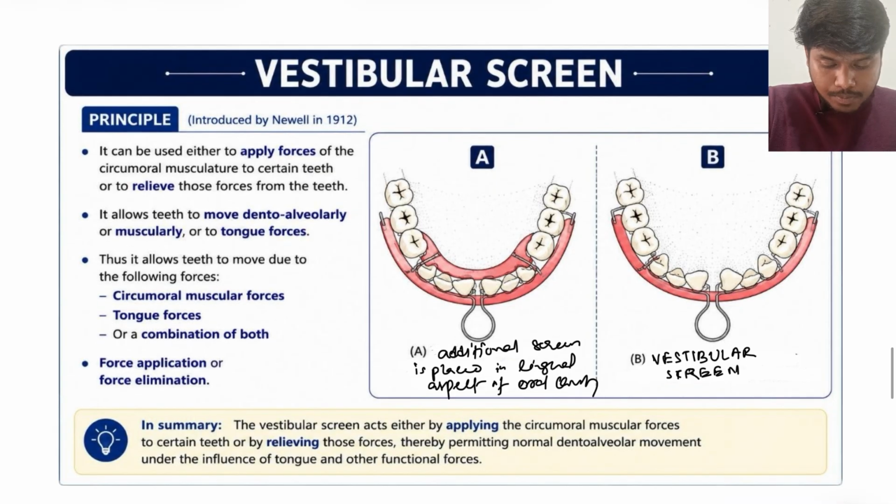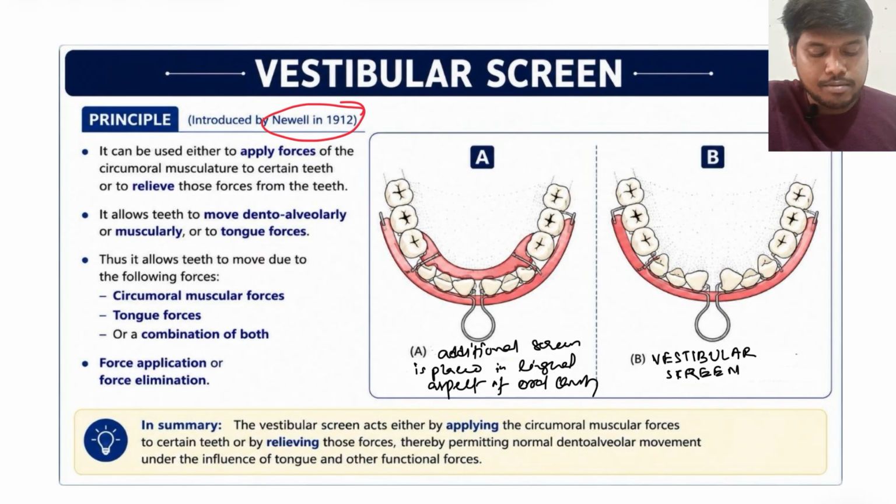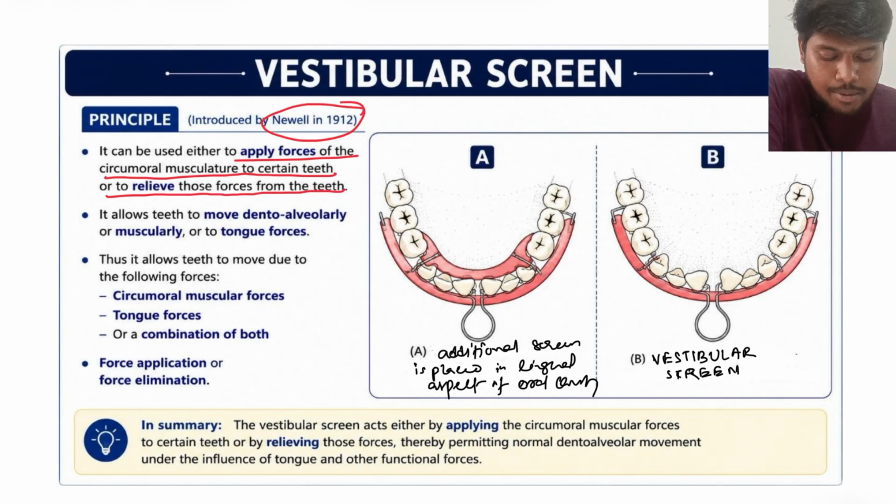Okay, now vestibular screen was introduced by Newell in 1912. Okay, what are the principles, how does it actually work? It can be used either to apply forces of the circumoral structures to certain teeth or to relieve those forces from the teeth. So these appliances can be used for the application of force or eliminating force. So we have to understand this, as previously, that there are two principles for treatment, that is application of force and eliminating the force. The vestibular screen is used either for application of force or eliminating the force.